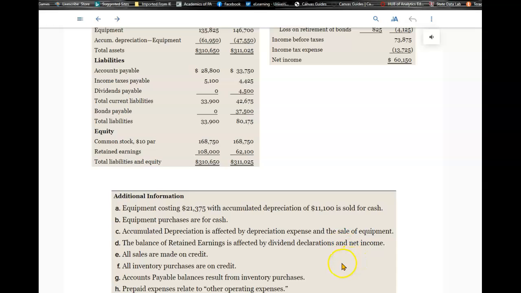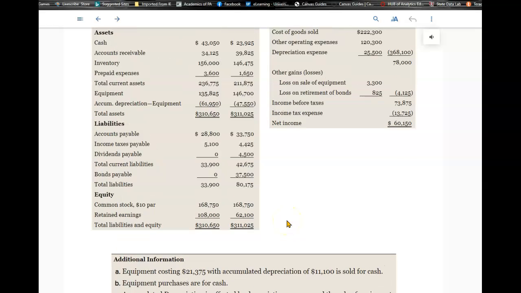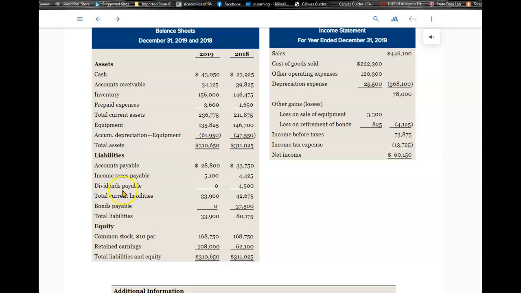All right, so we look at a couple of things here and we see, okay, what do we have going on here? We come down and we look at long-term liabilities, bonds payable. Look what happened with bonds payable. Bonds payable was at $37,500 in 2018. For 2019, it's 0. And so something happened there. We had a reduction in our bonds payable. The other thing we see here is that we had a loss on the retirement of the bonds of $825.